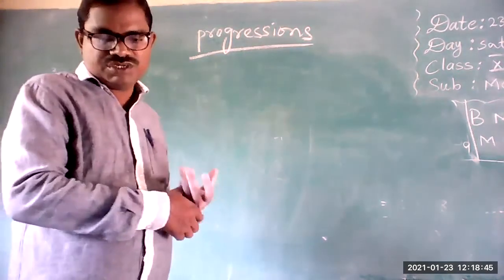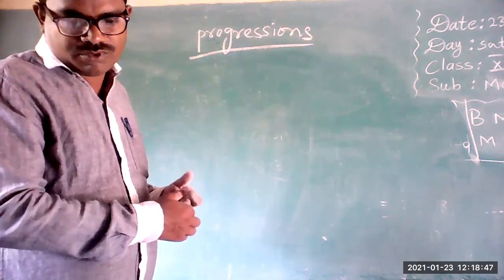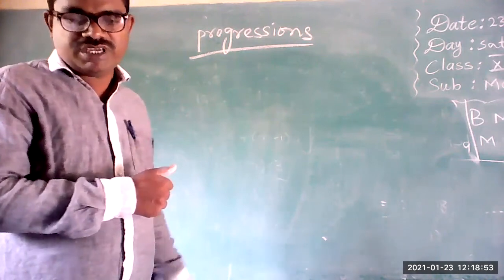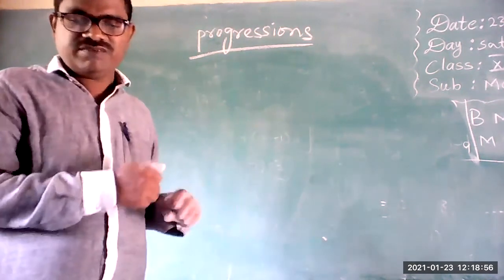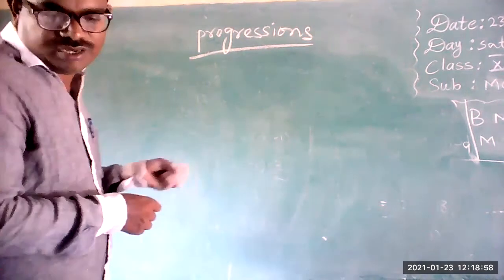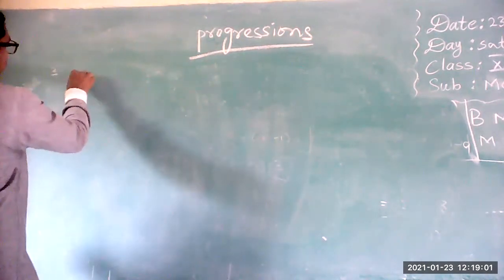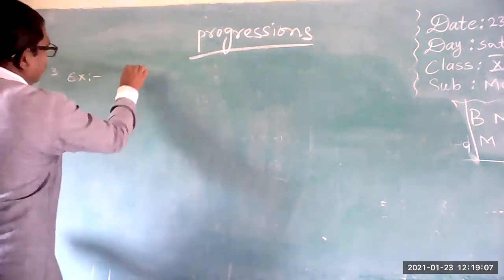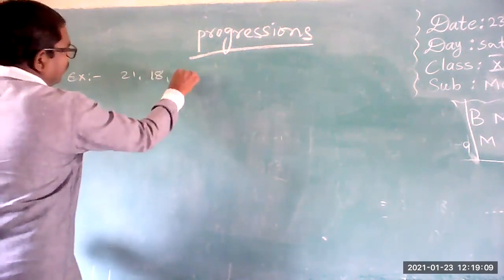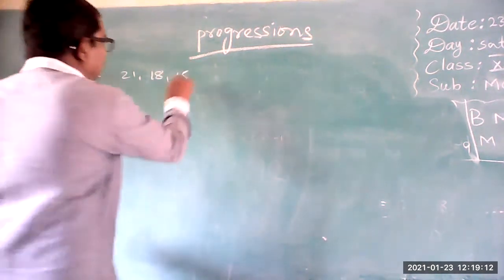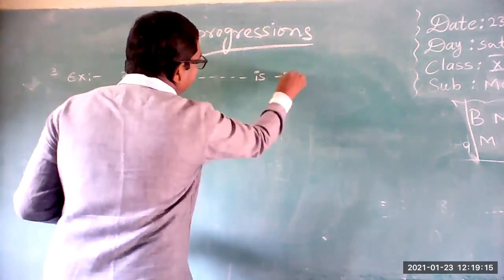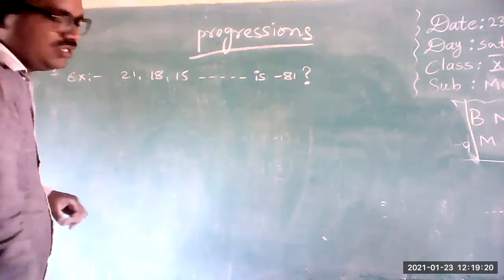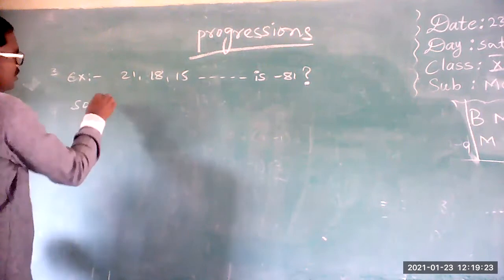Next one given here. Which term of the AP is minus 81? Here one series is given, and we need to find which term of the AP minus 81 is. Example: first you write the given series 21, 18, 15, and so on, and the last term is minus 81.